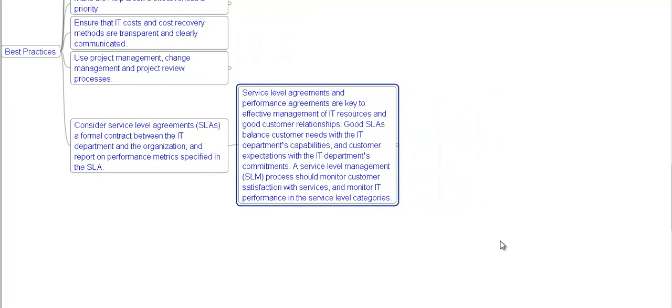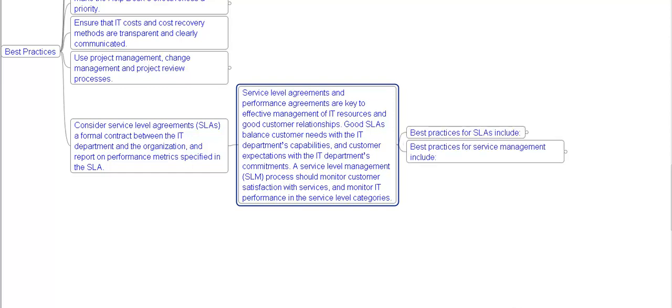Service level agreement, performance agreement are key to effective management of IT resources and good customer relationship. Good SLAs balance customer need with IT department's capabilities and customer expectation with IT department's commitment. A service level management SLM process should monitor customer satisfaction with services and monitor IT performance in the service level categories.